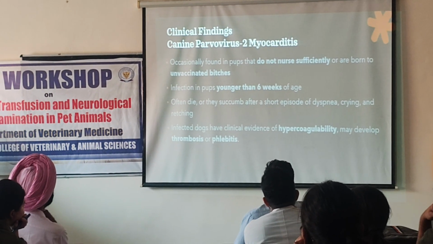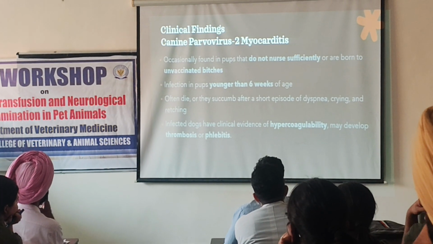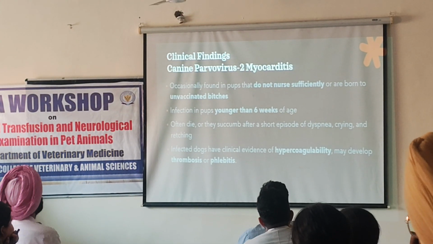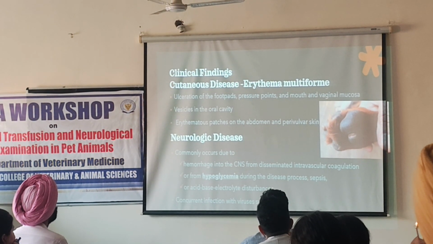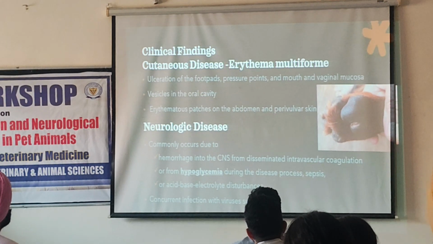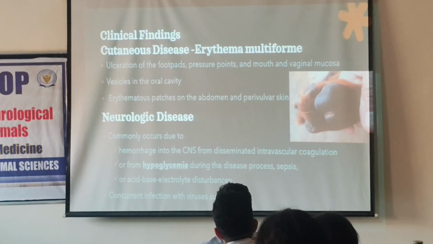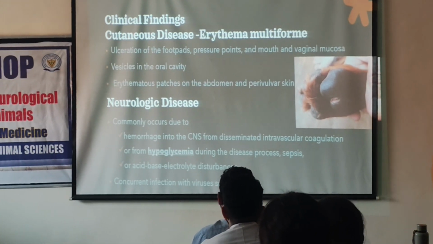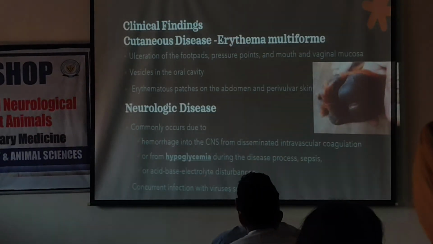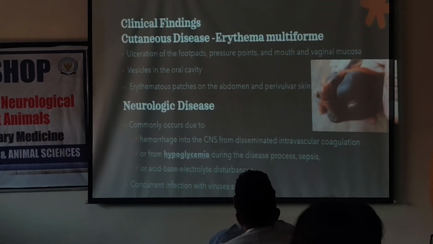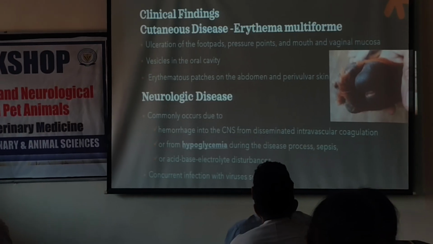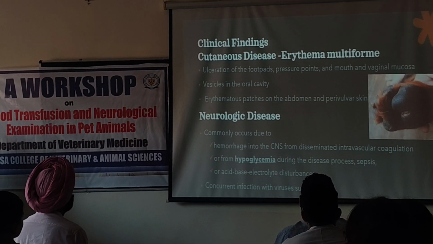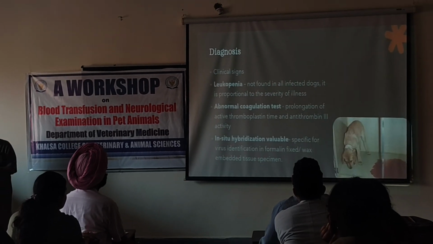In myocarditis, it is mainly found in pups that do not nurse sufficiently or are born from unvaccinated bitches. In cutaneous disease, there is erythema multiforme and ulceration of the footpad, mouth and vaginal mucosa. Nervous disease mostly occurs due to hemorrhage into the CNS from disseminated intravascular coagulation or acid-base electrolyte disturbance, or concurrent infection with a virus such as CD.